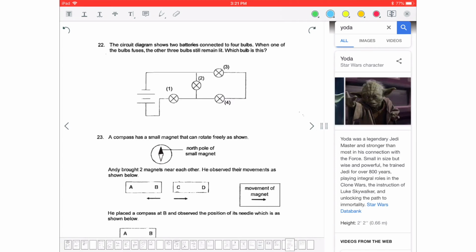Electricity again. Which bulb is this? When one of the bulbs fuses, the other 3 remain lit. 2. Yeah, very good.